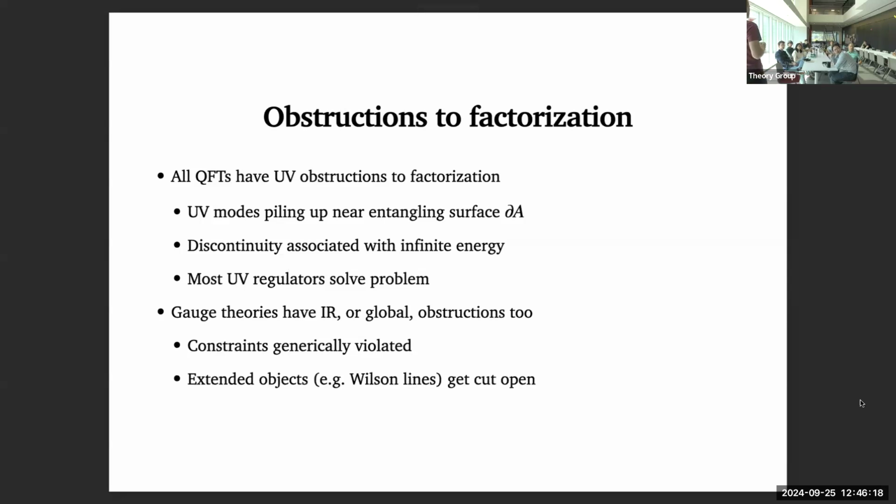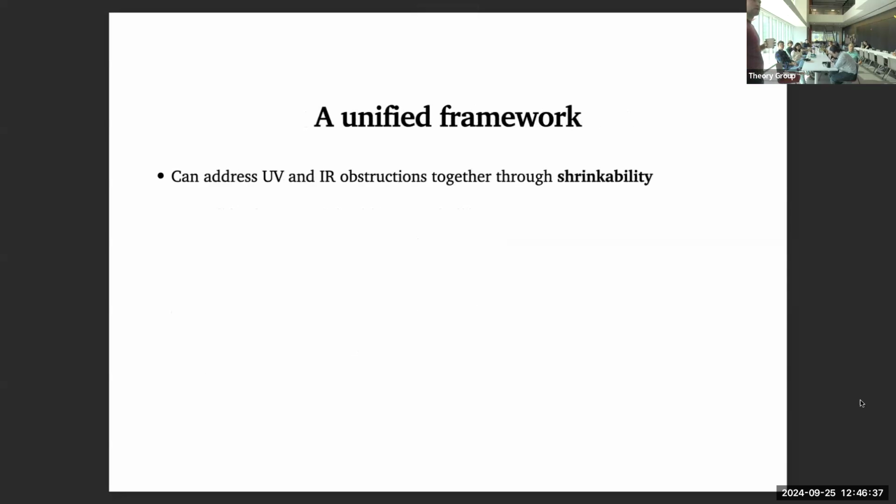And it's also sort of intuitive that gauge theories have extended objects like Wilson lines. So if you have one that's crossing the interface, then you have to be careful about that. Cutting it open might give you new degrees of freedom. But both obstructions to Hilbert space factorization, the IR and UV, can be handled simultaneously with the approach of shrinkability.